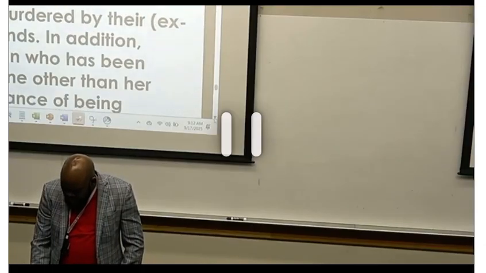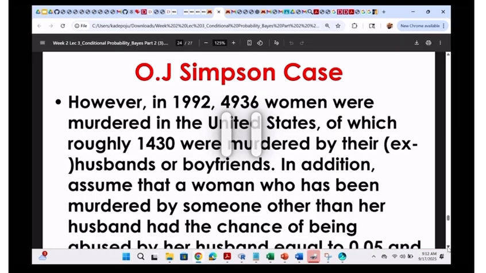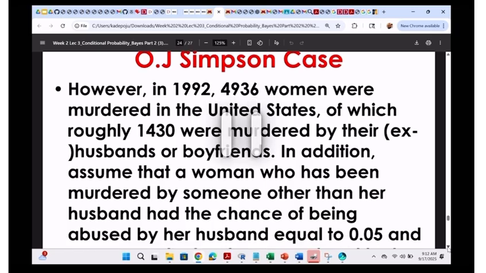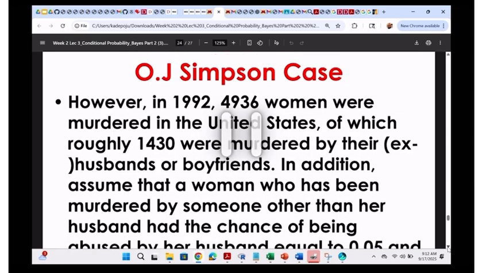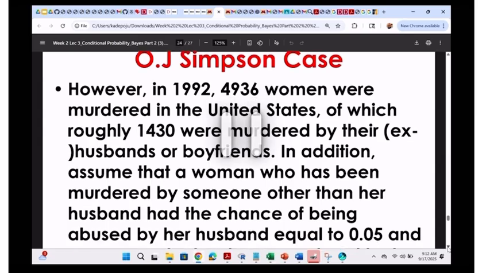But for us to do this, we have to go into the record, because the defense counsel actually cited statistics: 0.1% of men who have a history of domestic abuse eventually murder their wife. Now, in 1992, we have data.